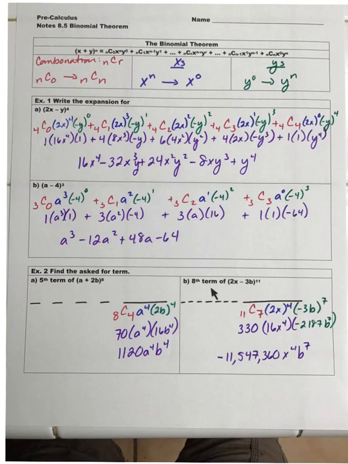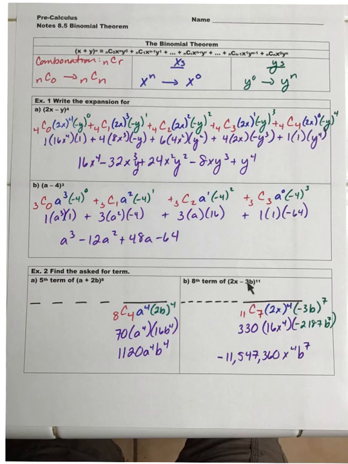All right, so here I want the eighth term of 2x minus 3b to the 11th. So again, I'm just going to go 1, 2, 3, 4, 5, 6, 7, and then here's the eighth term. So I'm going to start with my c's. 11C0, 11C1, C2, C3, C4, C5, C6, 11C7. Whatever's in the first position starts high and goes low. So 2x to the 11th, 10th, 9th, 8th, 7th, 6th, 5th, 2x to the fourth.